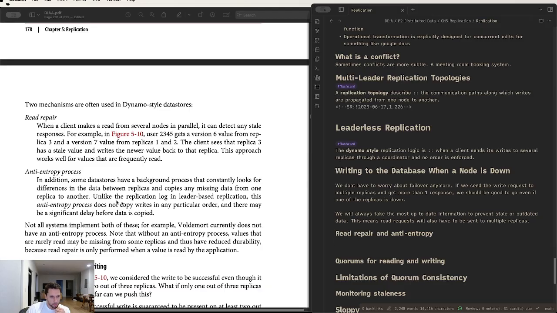Not all systems implement both of these. For example, Voldemort currently does not have anti-entropy. Note that without an anti-entropy process, values that are rarely read may be missing from some replicas and thus have reduced durability, because read repair is only performed when a value is read by the application.